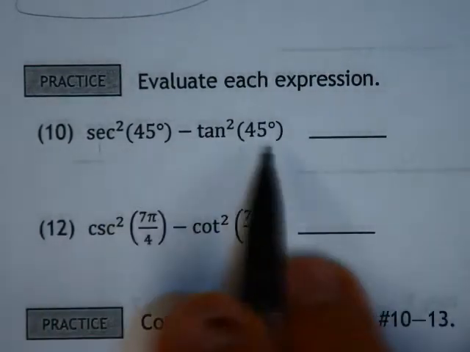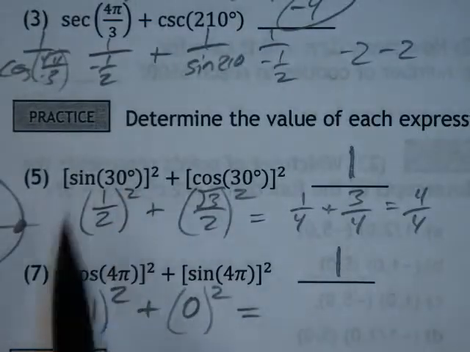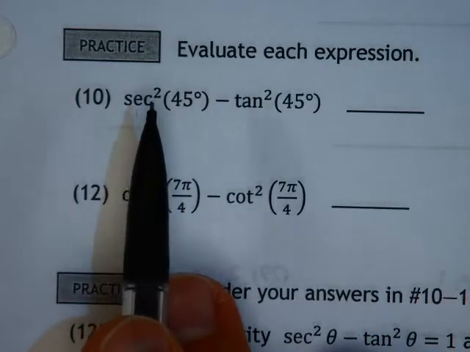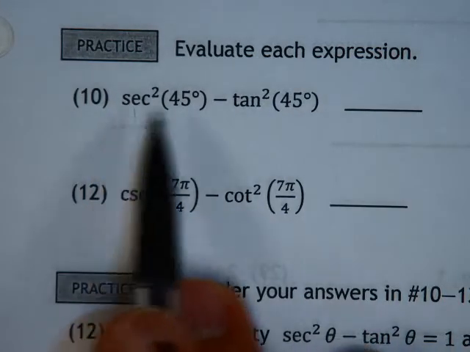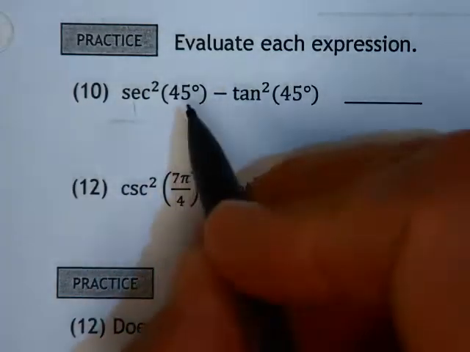So when we come to problems like this, the secant squared and tangent squared thing are kind of like these that we did before with the squared outside, but this is sort of the way that you write it. You're squaring the output, the ratio, and not squaring the angle. So it's not a 45 squared. It's whatever the result is here.